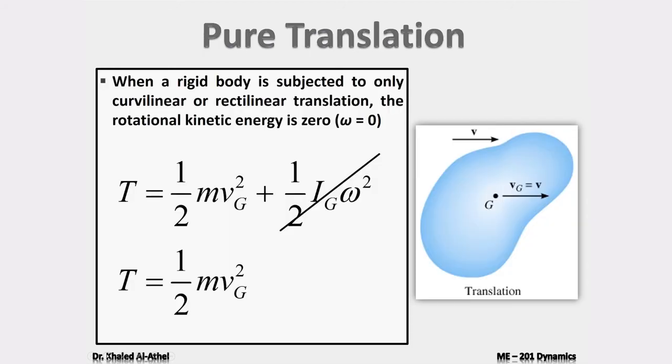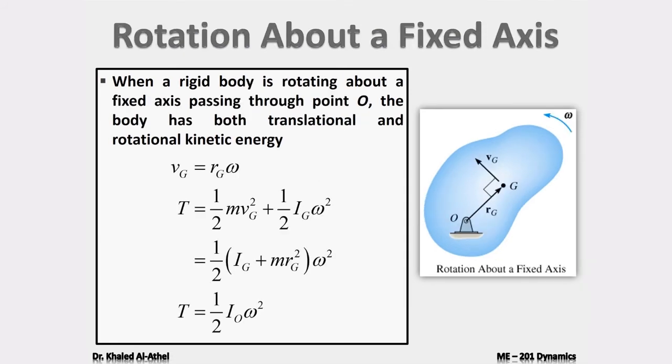Quickly, this is something that I have discussed in the previous module. I'll go through it very quickly. For pure translation, you don't have any angular velocity, and therefore you end up with only half m vG squared. This is very straightforward. If you happen to have a rotation about a fixed axis, as shown here, then you know that there is a relation between the velocity and omega, that vG equals rG times omega. Therefore, the kinetic energy can be rewritten as half (IG plus m rG squared) multiplied by omega squared, and this is what we call the parallel axis theorem.